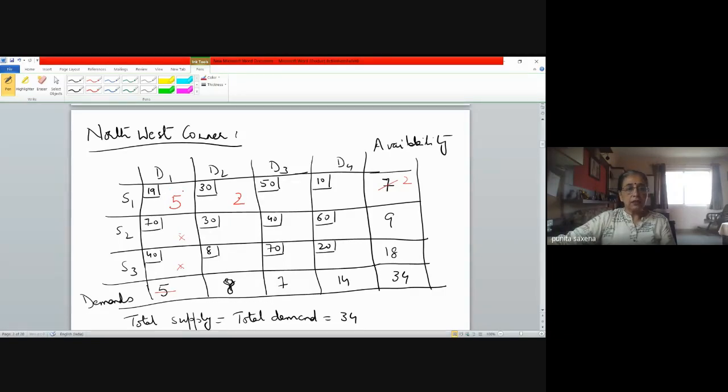In fact, we circle them also so that we are able to identify our basic cells immediately from the table. Now, the moment we allocate 2 here, this gets filled up. That means source 1 has nothing else to give. But the demand of the second destination is not met completely because it needed 8 units and we had supplied only 2 units. So we still have 6 more units that can be supplied to this destination, right?